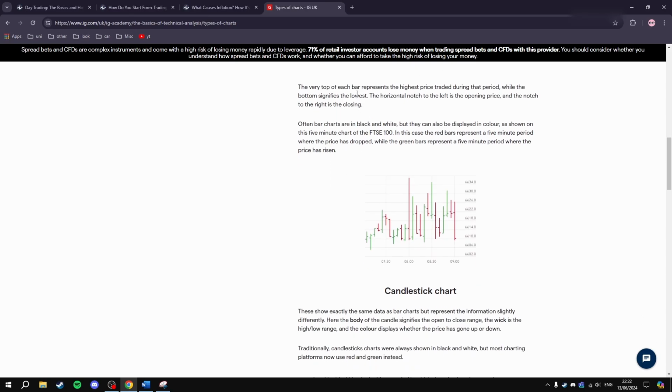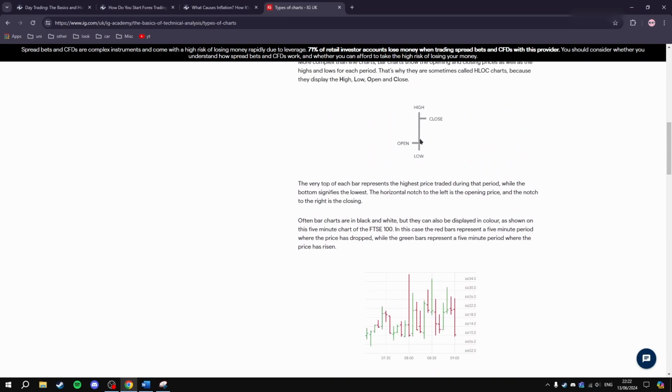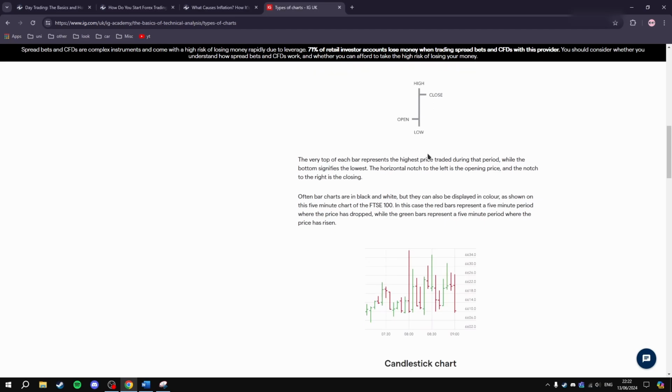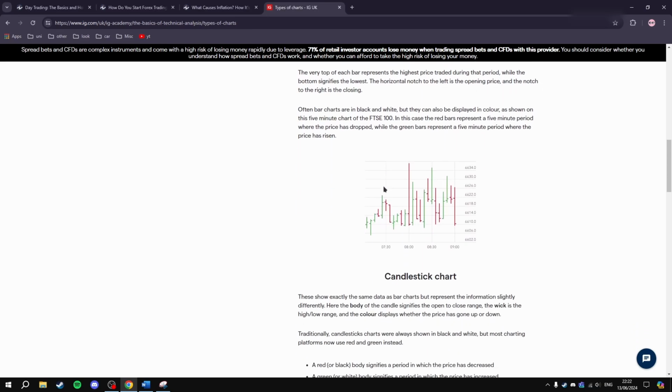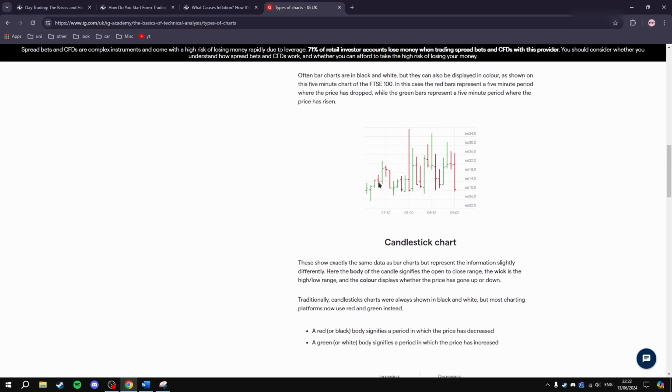The very top of each bar represents the highest price traded during that period, while the bottom signifies the lowest. The horizontal notch to the left is the opening price and the notch to the right is the closing price. Often bar charts are in black and white, but they can also be displayed in colour, as shown on this 5-minute chart of the FTSE 100. In this case, the red bars represent a 5-minute period where the price has dropped, while the green bars represent a 5-minute period where the price has risen.